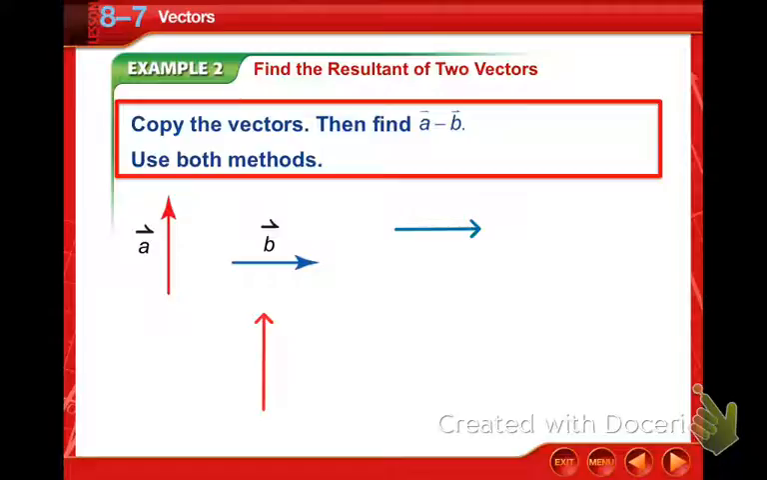So now what we're going to do is take our B vector and move it to where the head is touching the tail for the parallelogram method. So there's our two vectors together. That's not our answer just yet, so hold on with me here.